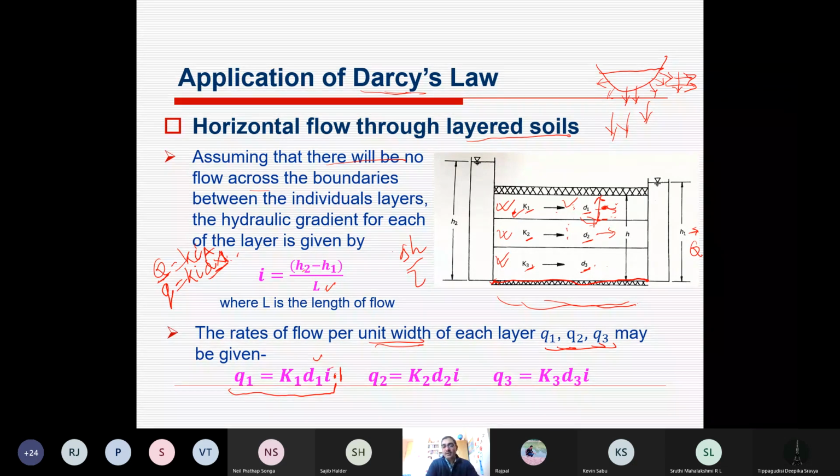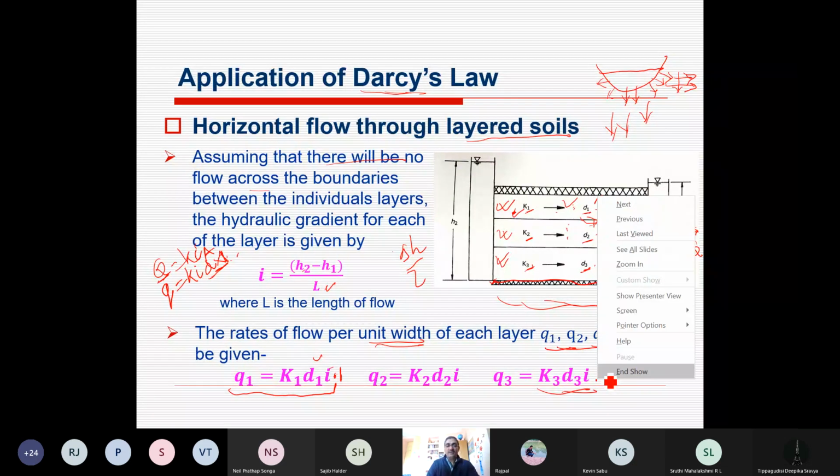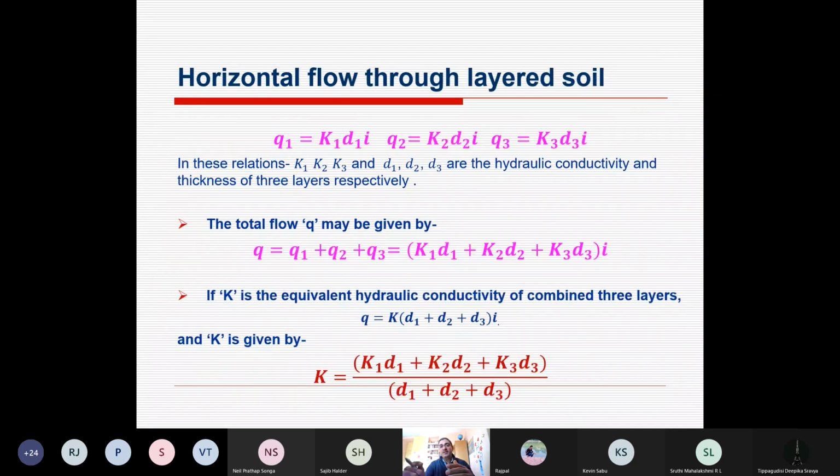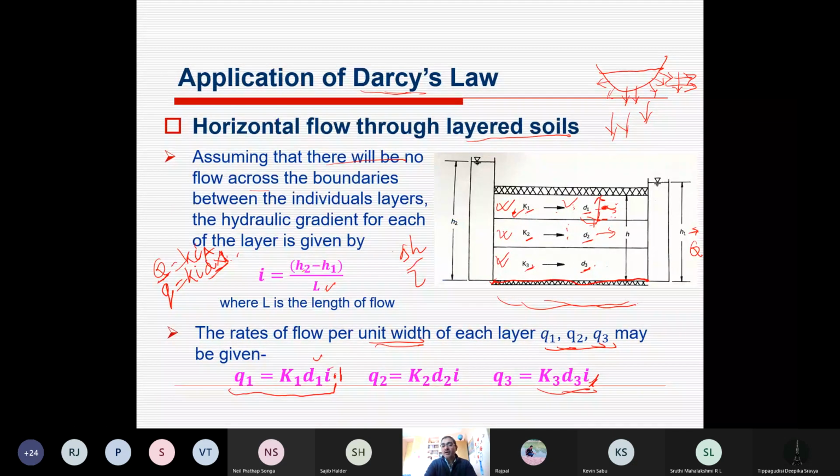So Q1, Q2, Q3 are K1 D1 I, K2 D2 I, and K3 D3 I, where K is hydraulic conductivity, D is the depth of that particular layer, and per unit width we are considering, so area makes 1 into D, and I is the hydraulic gradient, simply delta H by L. Now once we have these for the 3 layers, we can add them up to find the total discharge moving through all these layers, finally reaching out as outflow Q. So Q1 plus Q2 plus Q3 makes the total discharge Q.